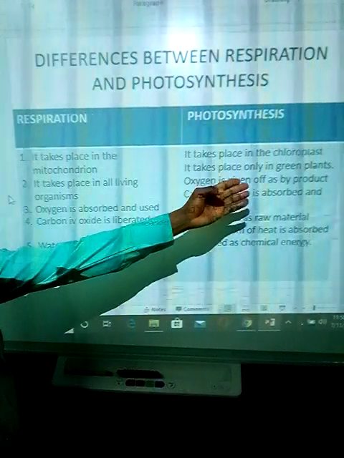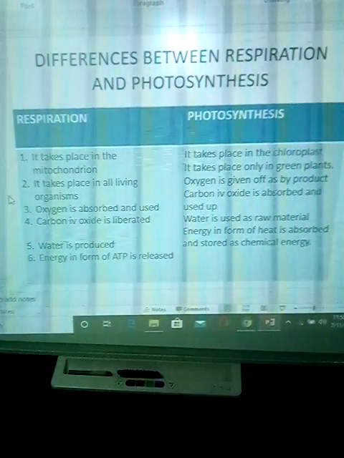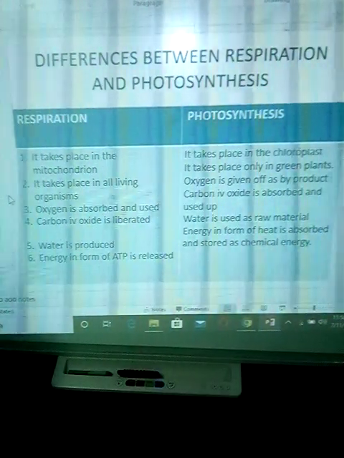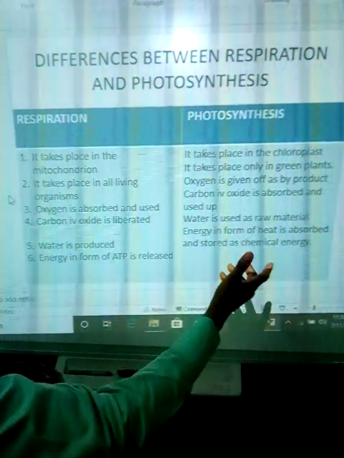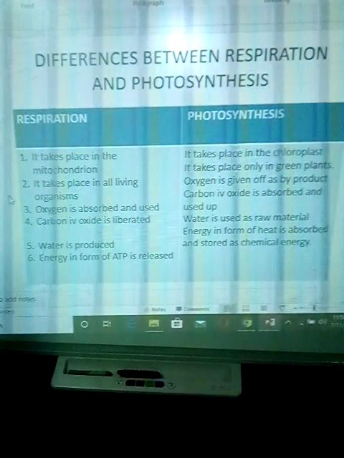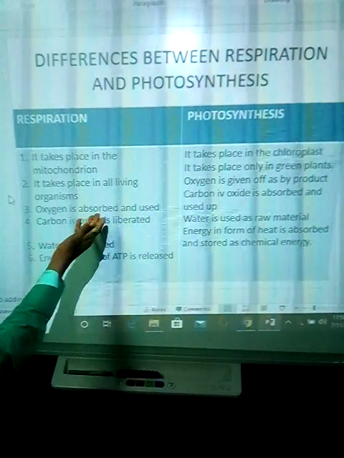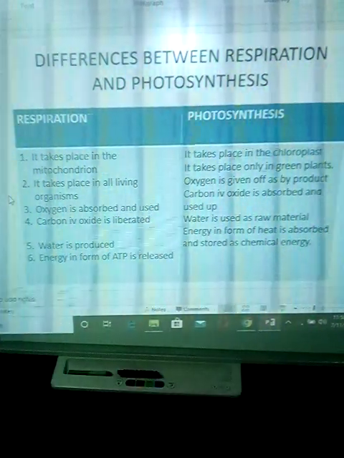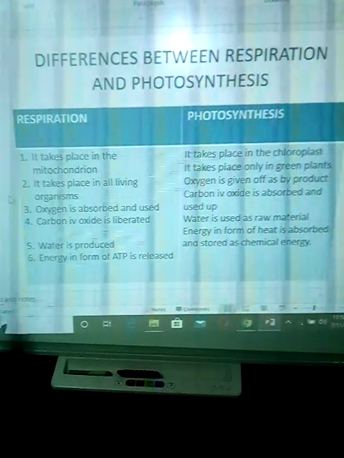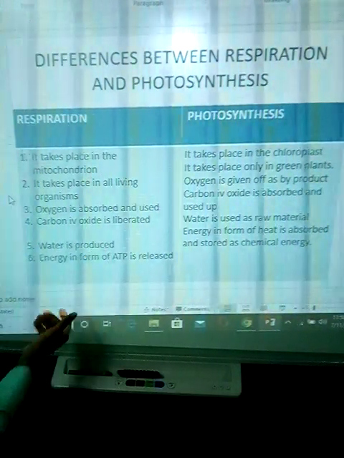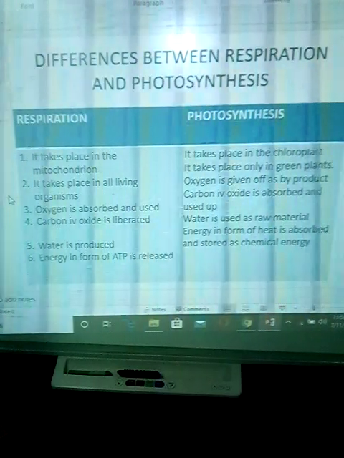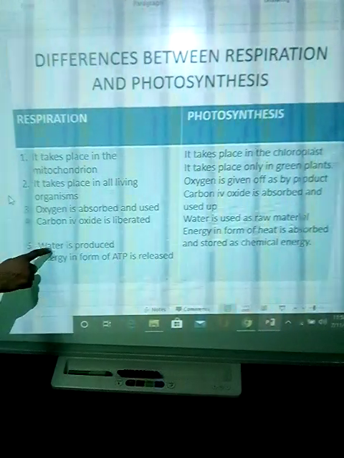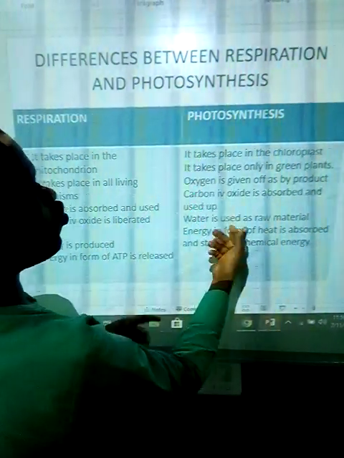In photosynthesis, oxygen is given off as what? As a byproduct. In respiration, oxygen is absorbed and used up, but in photosynthesis, carbon dioxide is absorbed and used up. Carbon dioxide is liberated in respiration, but in photosynthesis, water is what? Used as raw material. In respiration, water is produced, but in photosynthesis, energy in form of heat is what? Is absorbed. Water is produced in respiration. In photosynthesis, water is used up.